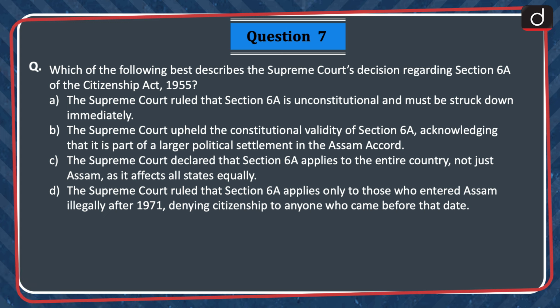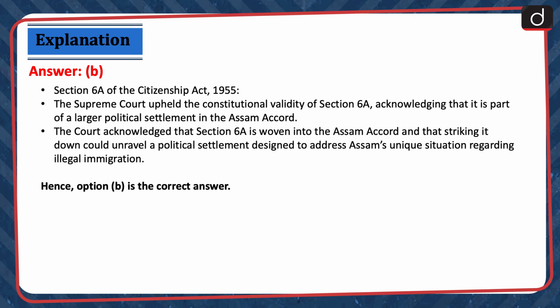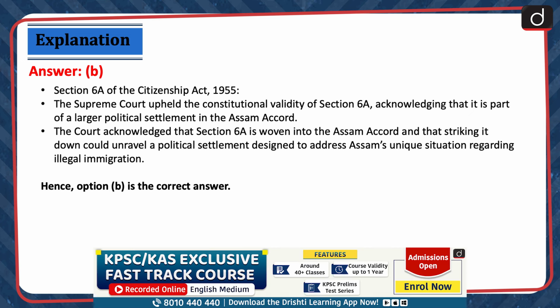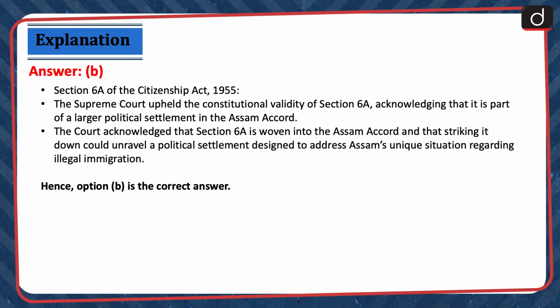The Supreme Court upheld the constitutional validity of Section 6A of the Citizenship Act 1955, acknowledging that it is part of a larger political settlement in the Assam Accord. The court acknowledged that Section 6A is woven into the Assam Accord and that striking it down could unravel a political settlement designed to address Assam's unique situation regarding illegal immigration. Hence, option B is the correct answer.